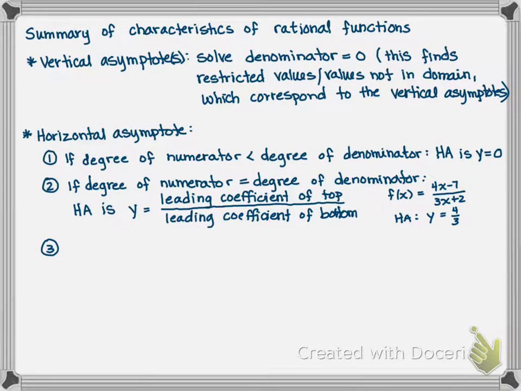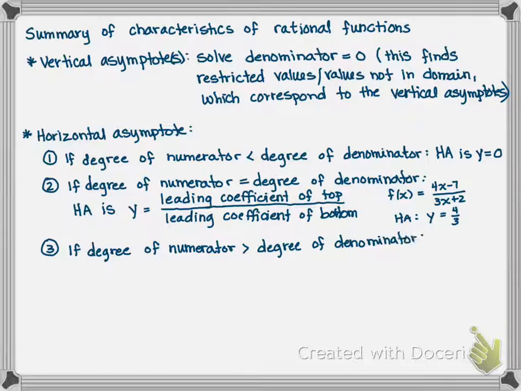So if the degree of the numerator is greater than the degree of the denominator, then there is no horizontal asymptote. It just doesn't have one. There's no specific y value that our function will approach as x gets really big and really small.